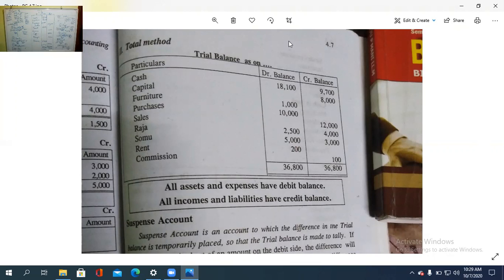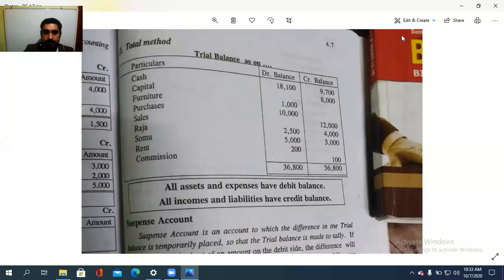So this is the balancing method as well as total method of preparing the trial balance. So hope you understand this trial balance, how preparing the journal entry, passing it to the book or posting to the ledger accounts, and then prepare the trial balance. This also will ask for 15 marks.